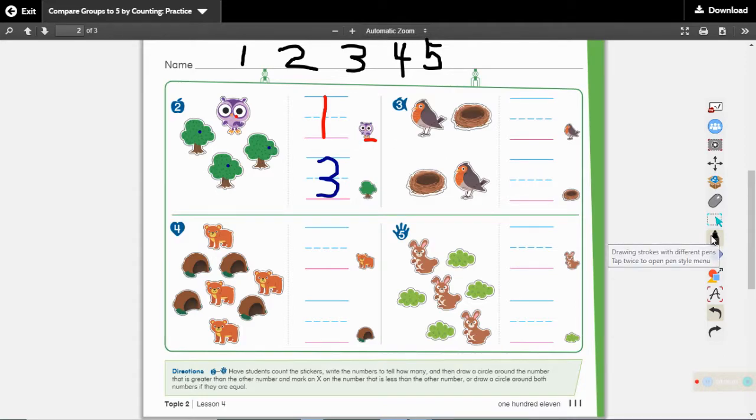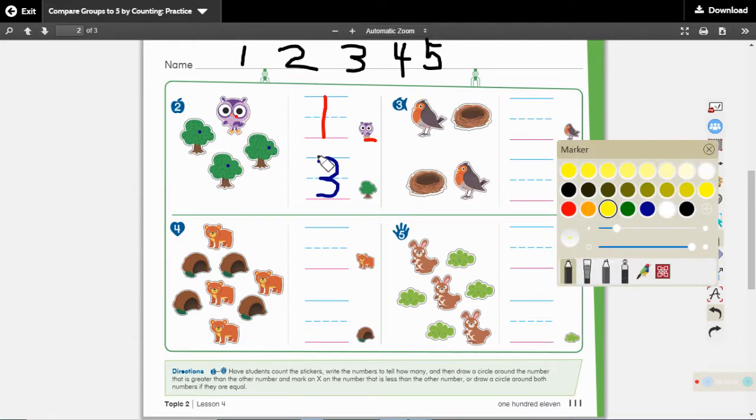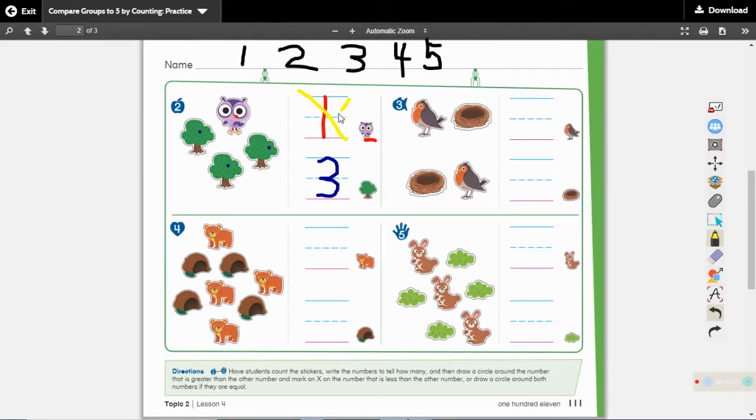Look up at the top and tell me which number is fewer. Is 1 greater than or less than 3? Well, let's look. Here's the 3. Where is the number 1 at? Is it before the 3 or is it after the 3? Number 1 is before the 3, so we are going to put an X on number 1. 1 is fewer than 3 or less than 3.